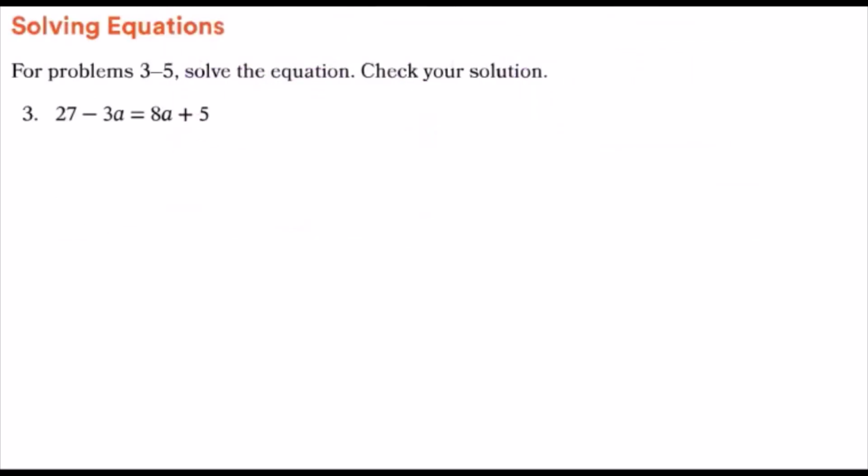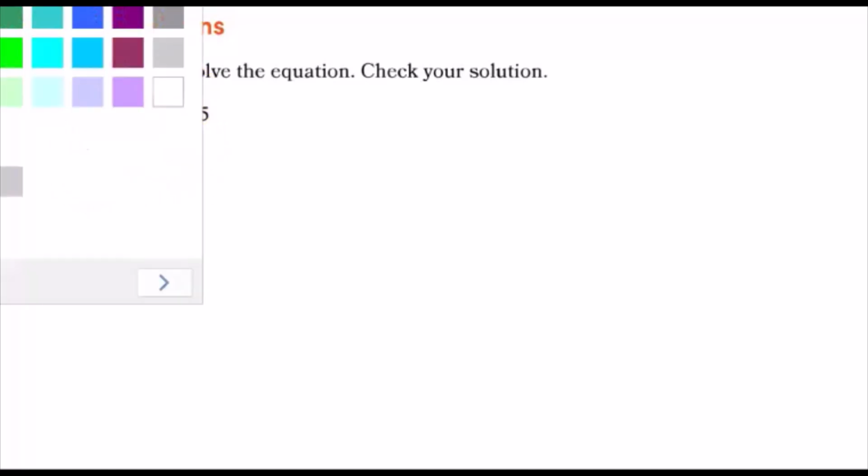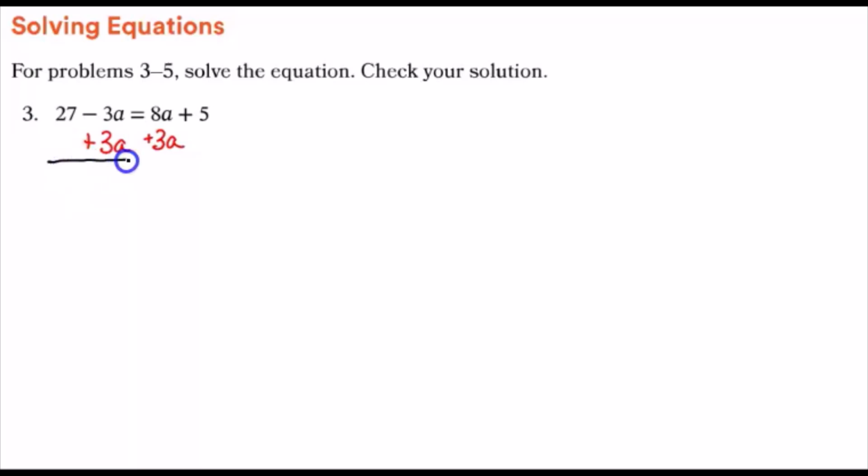So now let's look at solving some equations. In number 3, they show 27 minus 3a equals 8a plus 5. So what I'm going to do to begin with is address the term with the variable. Since it's a negative on this side of the equation, I'm going to add it to both sides. The point being that I want this side just to be the number.